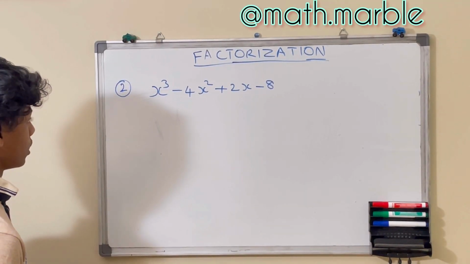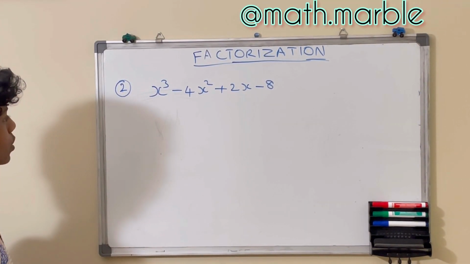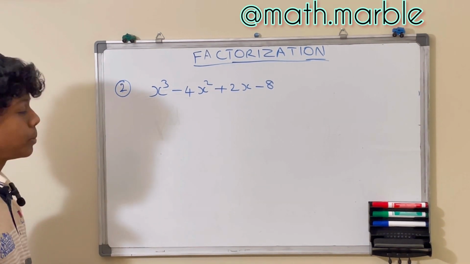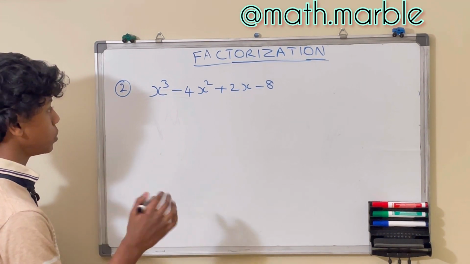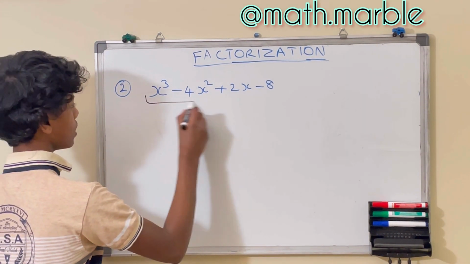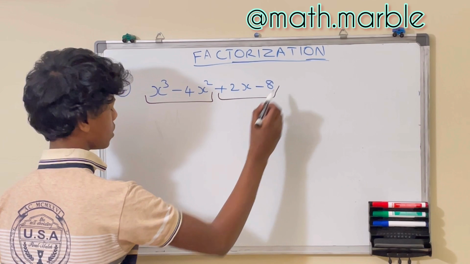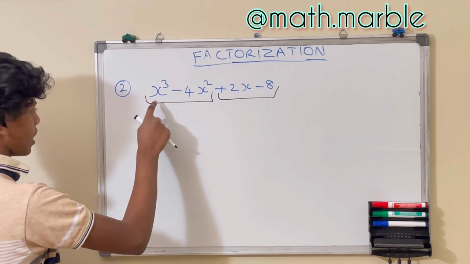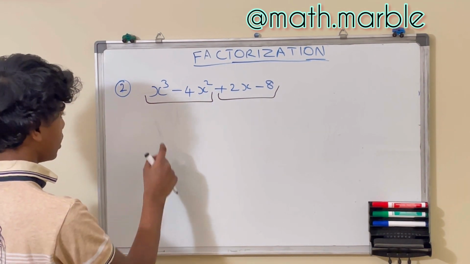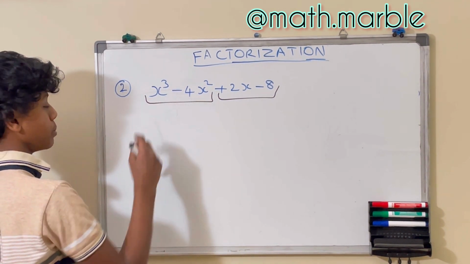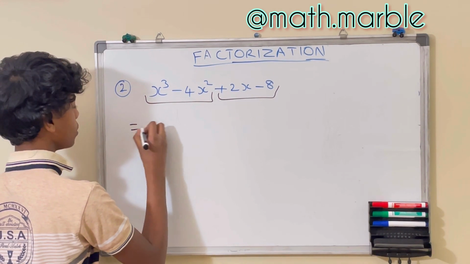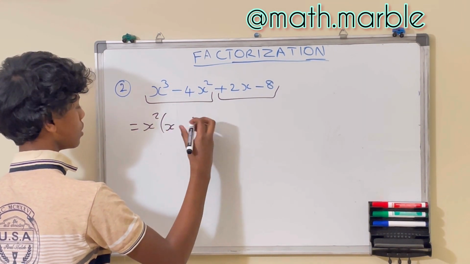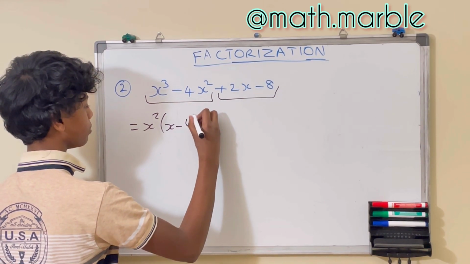Question 2. x cubed minus 4x squared plus 2x minus 8. So now we do the same thing. We split this into two terms. So this is one term and this is another term. So for term 1, we see that we can take out common x squared. x squared is common in both of these. So this equals x squared bracket x minus 4.